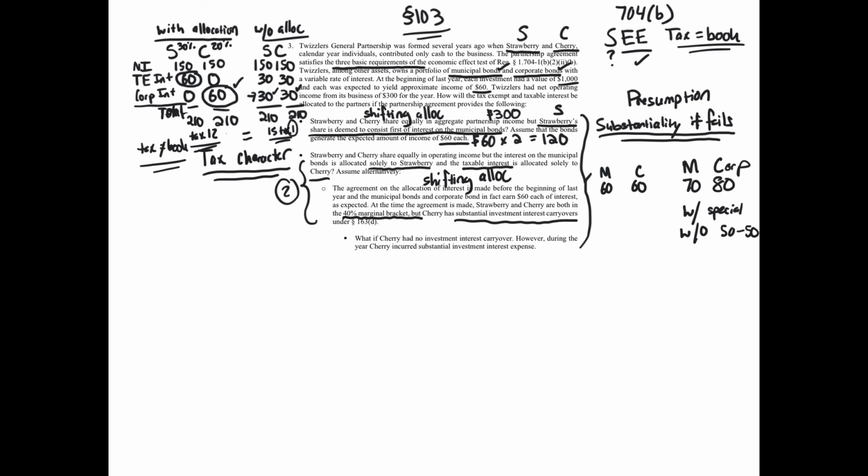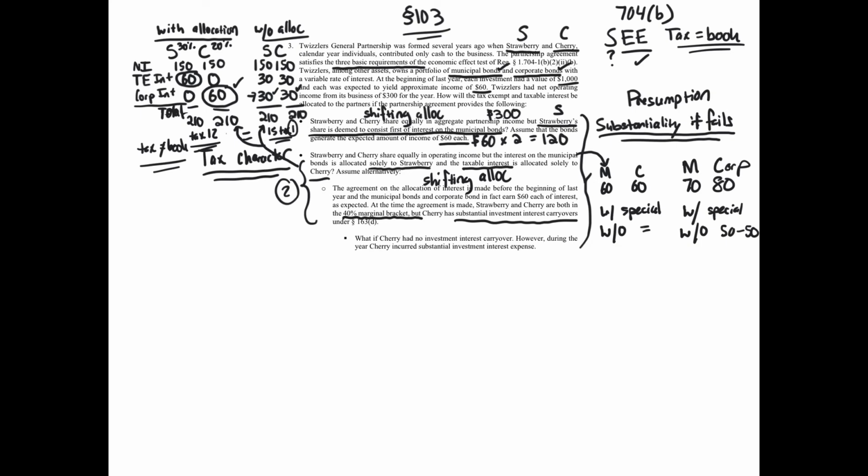But this year it's 60-60. So if you do with the special and without, with the special allocation, we give all the municipal bond to strawberry and then all of the corporate bond to cherry. Without, we get the same situation as we have here in the capital accounts, right? If it's without allocation, it's 210-210. If it's with, we have 210-210. It's the same thing. They're equal.